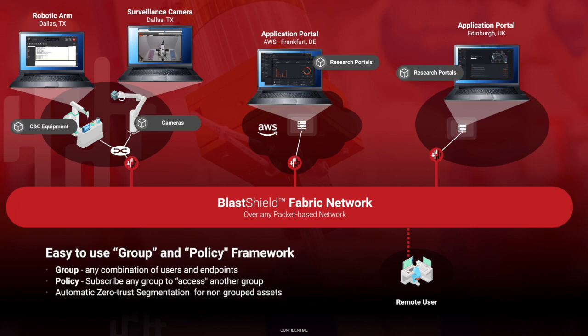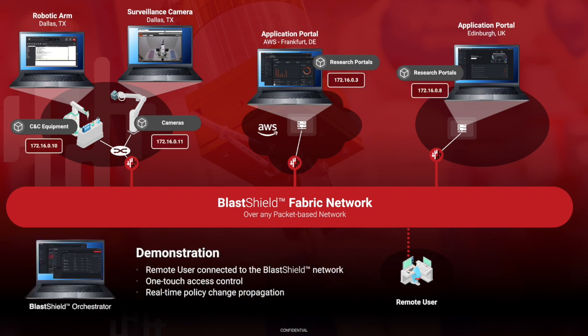In a BlastShield network, policies are facilitated via a very easy to use group and policy framework. Simply group any combination of users or assets, and that can be at the IP or port level, into a group. From there, attach groups via policies by subscribing any single group or combination of groups to access another single group or combination of groups, thereby allowing you to have very granular access control across the entirety of the network. By default, zero trust segmentation is enforced automatically, with non-grouped assets being automatically segmented.